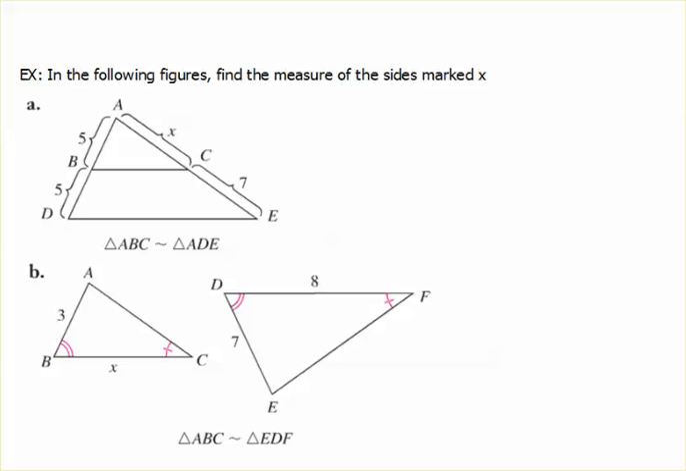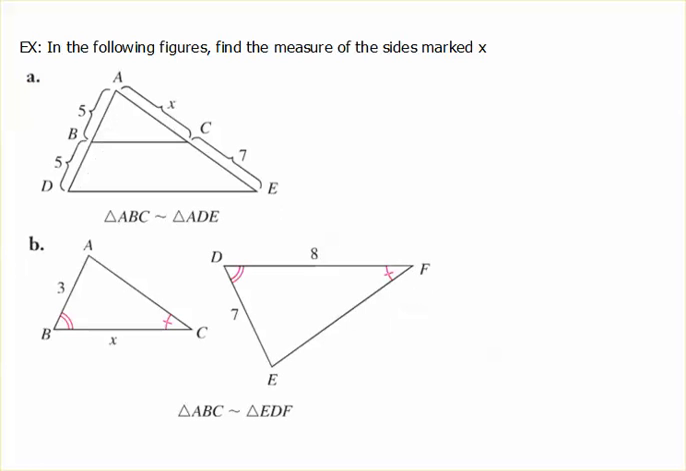All right, let's look at another example. This one says, in the following figures, find the measure of the sides marked X. So for part A, we have two triangles, and again we have these two parallel lines here, so that means that this is automatically in proportion to each other. It's made a smaller triangle and a larger triangle. And if we want to compare matching parts to each other, we could say side AB has to be proportional with side AD. So that would be 5 compared to 10.